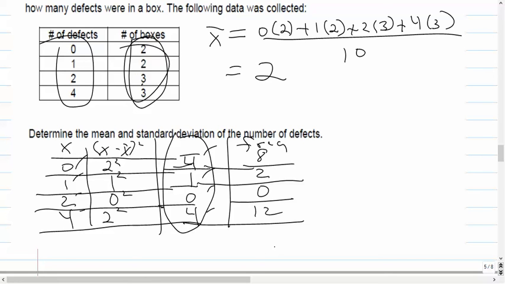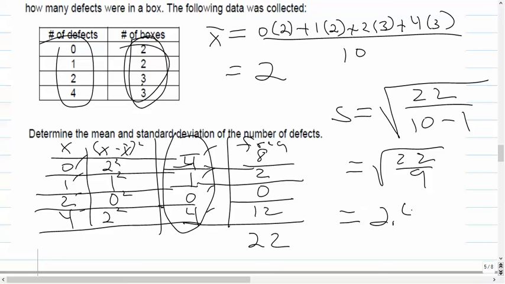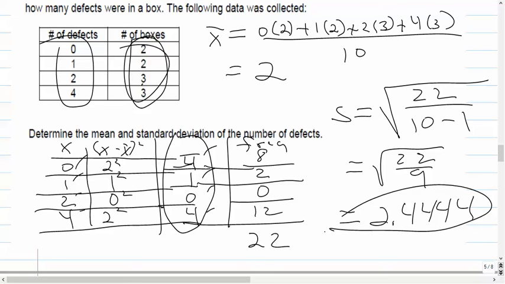When you add this column, you get 22. So the standard deviation is the square root of that column divided by how many pieces of data less 1. 10 pieces of data less 1. We get the square root of 22 over 9. When you do the calculation, that comes out to be approximately 2.4444. So there's your answer for the standard deviation. There's the answer for the mean.